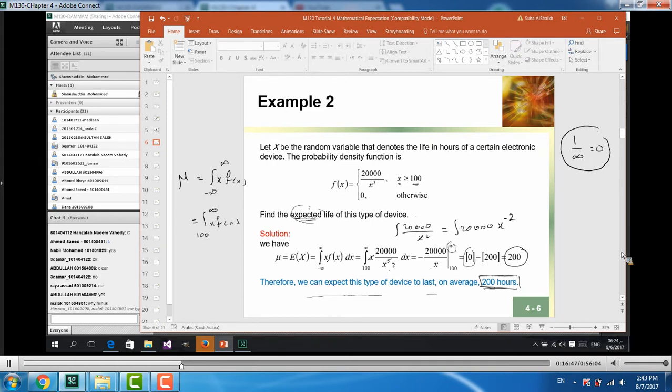Why minus, you mean in the integration here? The rule says it is x to the power minus 2 plus 1, over minus 2 plus 1, with the 20,000 here, don't forget it. So the minus comes from here.